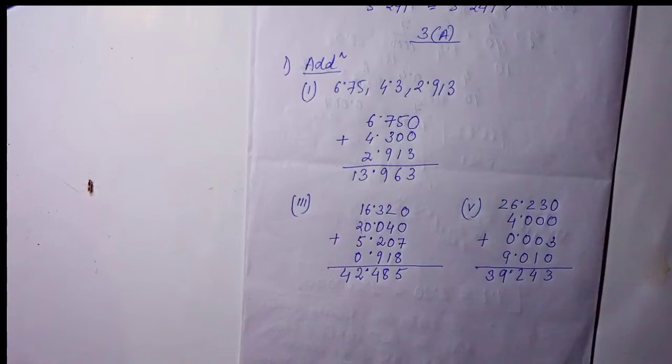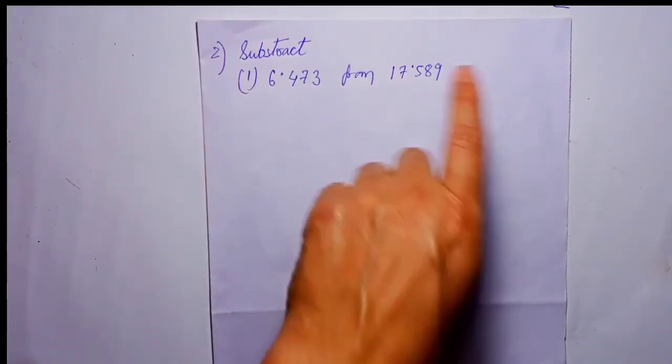Okay, now we will come to question number 2, that is this addition part. We'll learn subtraction, how we can subtract a decimal number. You see question number 2, sub-question 1. What is the question saying? Subtract 6.473 from 17.589. You have to subtract this from this.